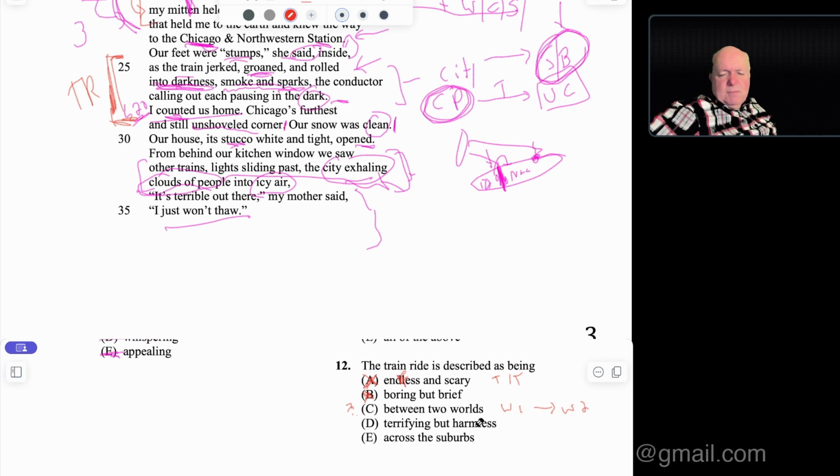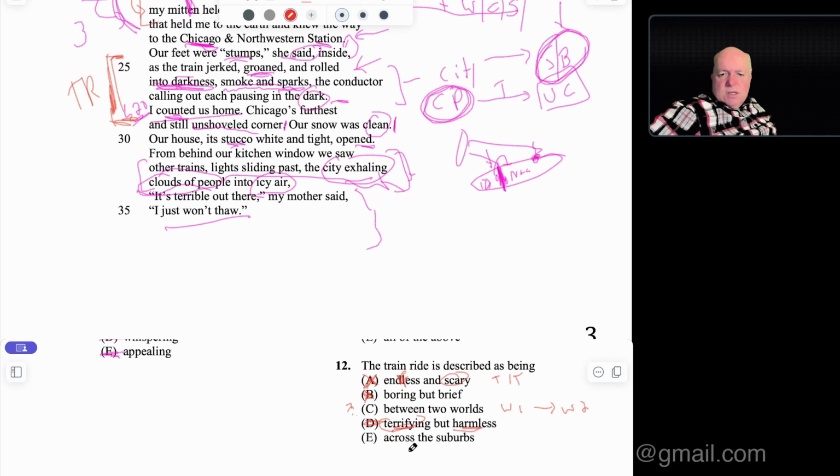Terrifying, but harmless. So it was harmless. They just took a normal train ride. Was it terrifying? So this gets back to the scary thing. No, again, it was a bumpy train ride in the dark. So there was nothing in there that made it terrifying. It groaned, all this other kind of stuff like that. But the groaning was different than the personification of, say, making the river monsterish. I don't think the train is being made into a villain here, whereas the river was made into a villain. So there's nothing terrifying going on.